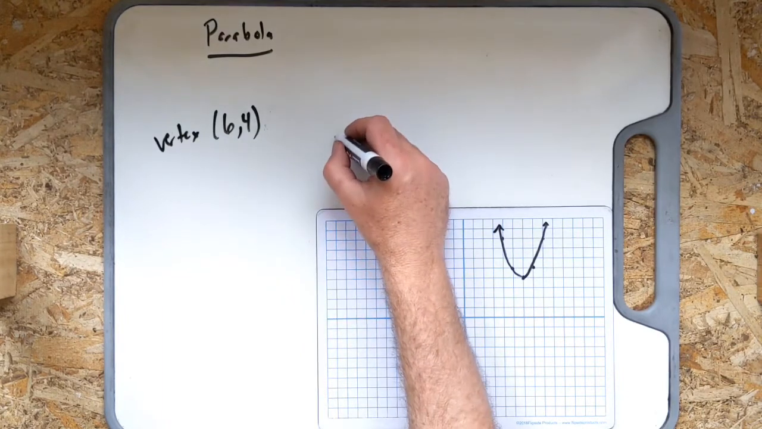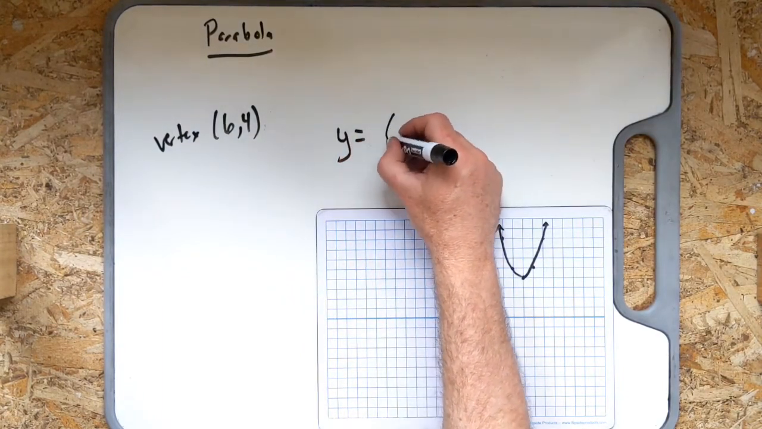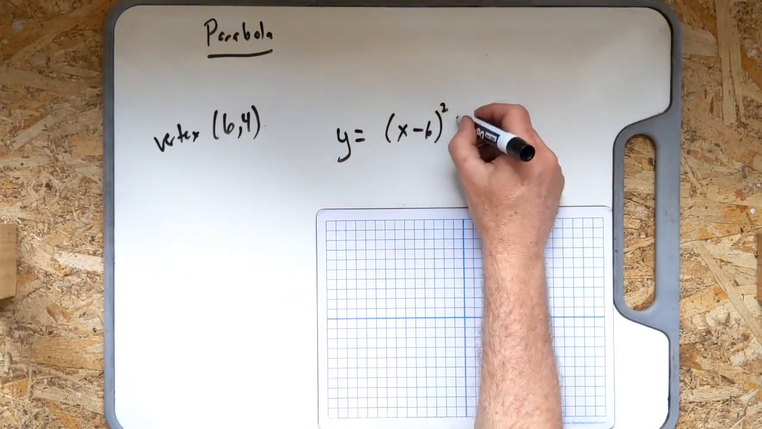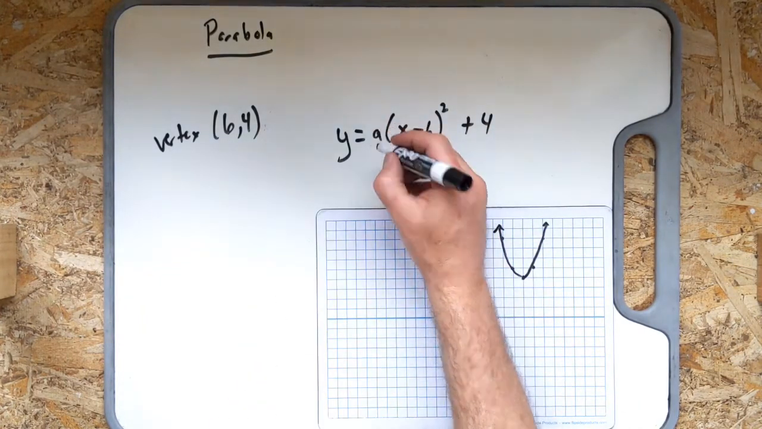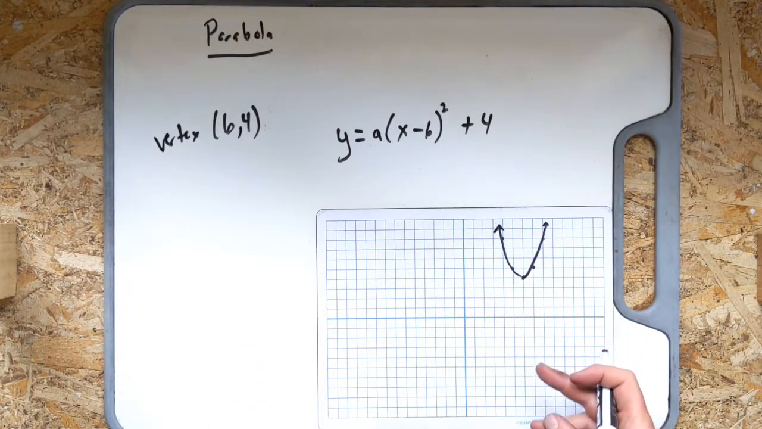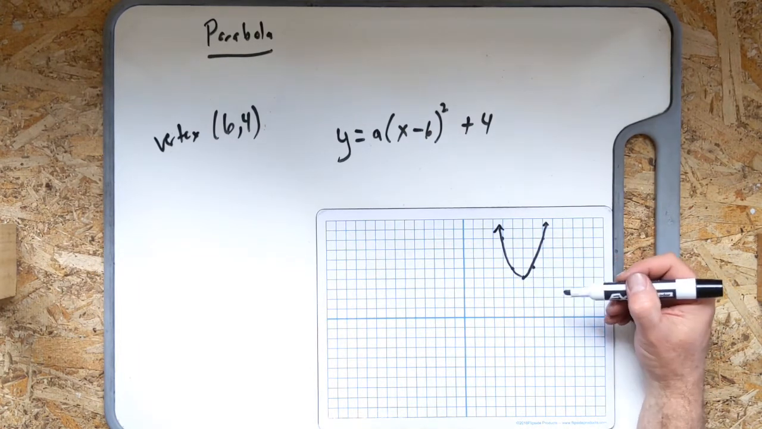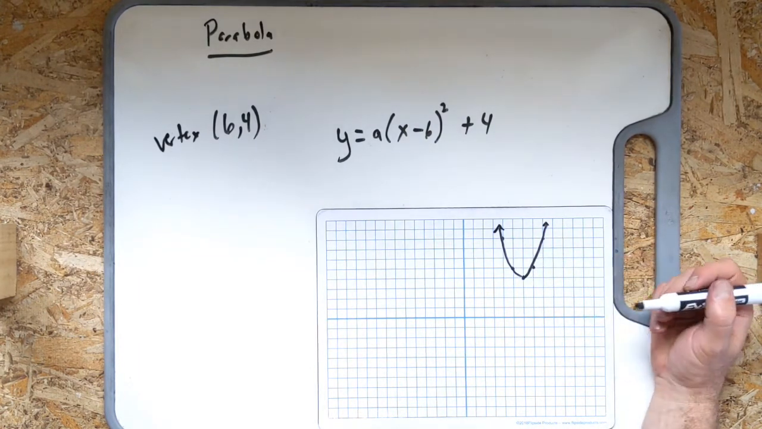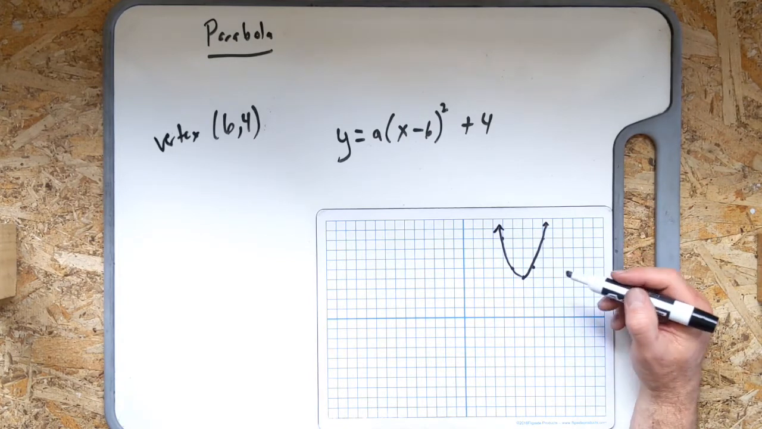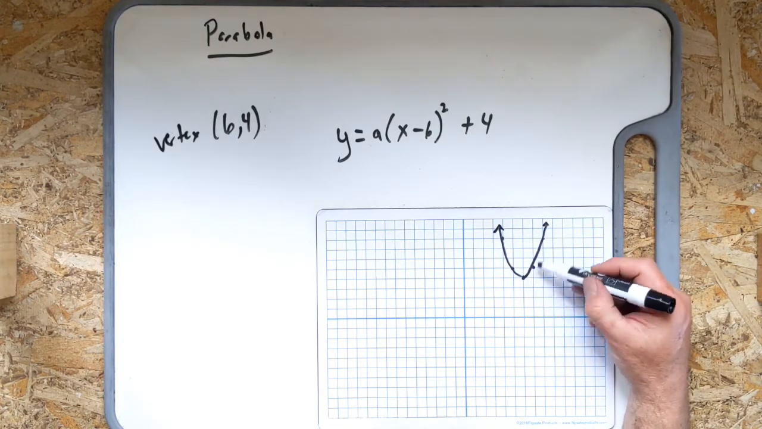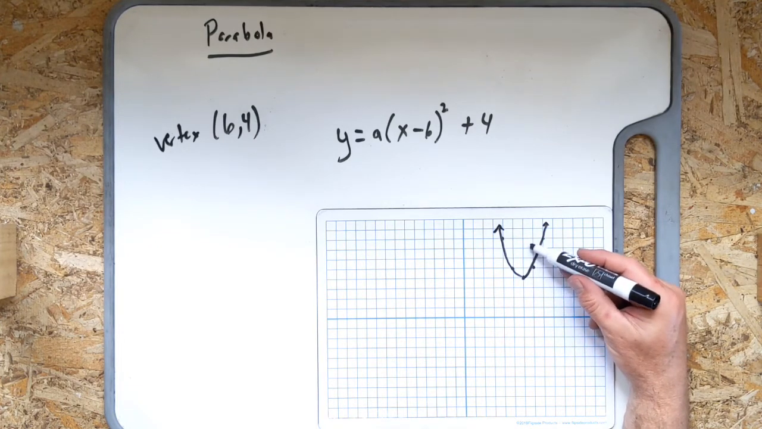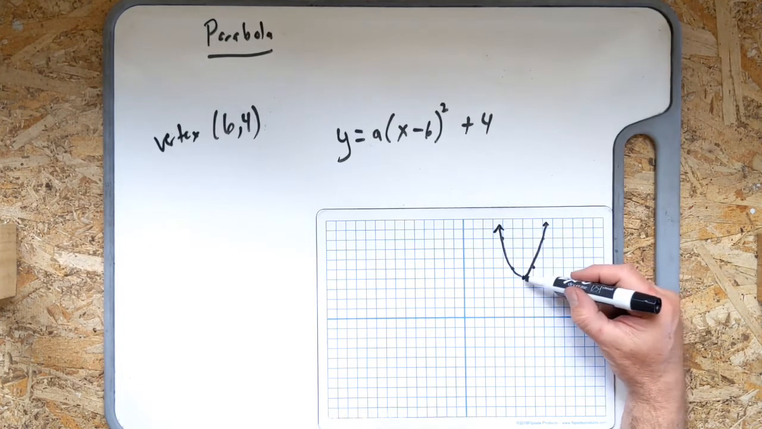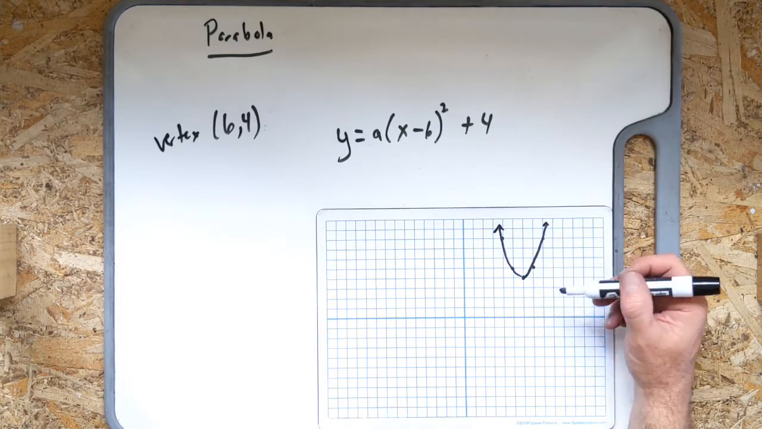So that means my parabola equation is y equals (x minus 6) squared plus 4. And then I just have to have an a in there, which I have to remember what that is. Now I look at the shape of the parabola. If it goes over 1 up 1, it's just 1. If it's over 2 up 4, it's again just 1. If it's over 1 up 2, over 2 up 8, then it's 2. If it's over 1 up 3, then it's 3. If it's over 1 up 1/2, then it's 1/2. In this case, it's just 1.